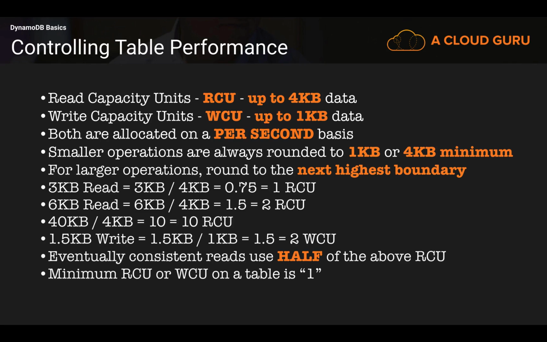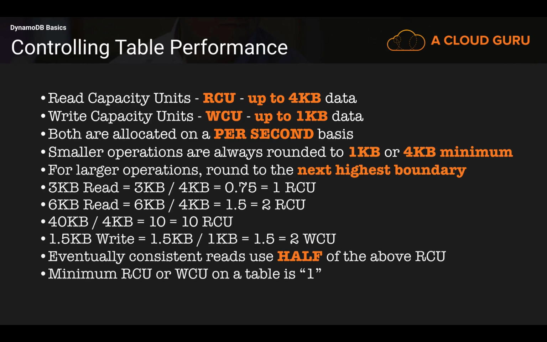At a high level, you take the size of the reads or writes your operation uses. You divide by 1 kilobyte for writes or 4 kilobytes for reads, and this gives you the raw units required for an operation. You then round that number up to the next highest full number, and that will give you the RCU or WCU for that operation. Now, if that operation is a read, and you are okay with an eventually consistent read, then you can halve the RCU requirements for that operation.